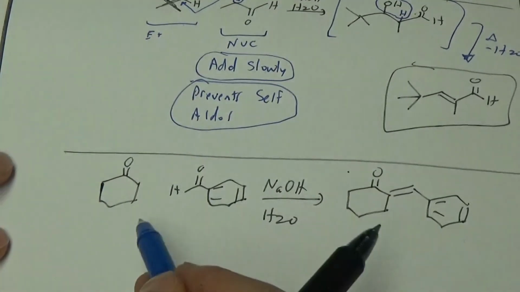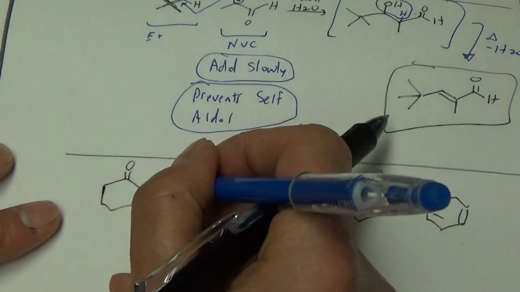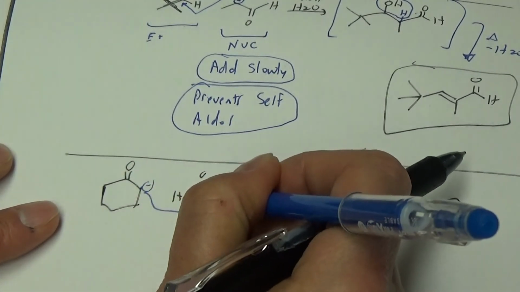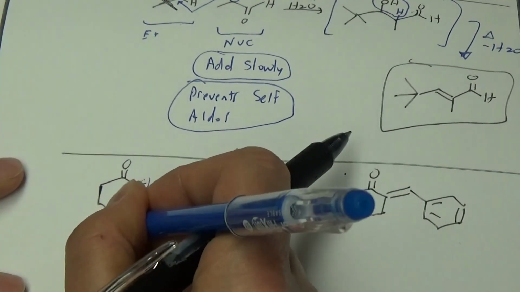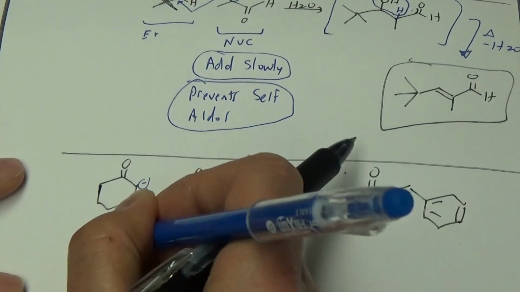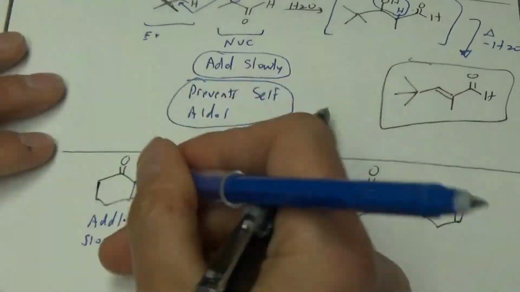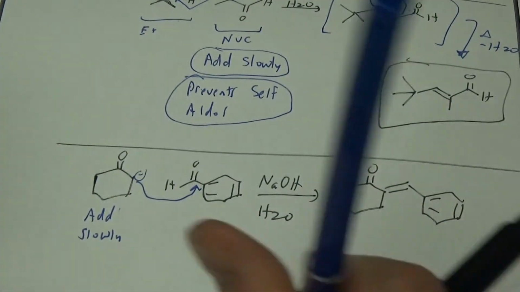And which one of these do we add slowly? The nucleophile, which is attacking. That's roughly the mechanism. And yes, that's the thing we add slowly. Add the nucleophile slowly. And it's a beautiful example of a mixed aldol. Alright, we're done.